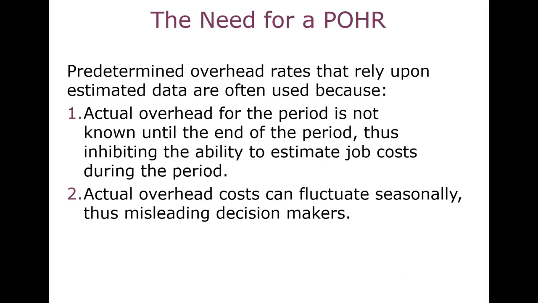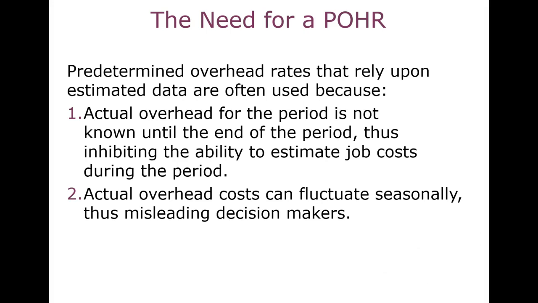Now, to calculate the predetermined overhead rate, we need to, first of all, find the actual overhead for the period. It's not known until the end of the period, but we have to estimate it. So we have to estimate for the entire period coming up what the overhead is going to be. And the period is usually a year. So before January starts, we're estimating for the entire year, January through December, what the total overhead cost will be for our manufacturing cost.